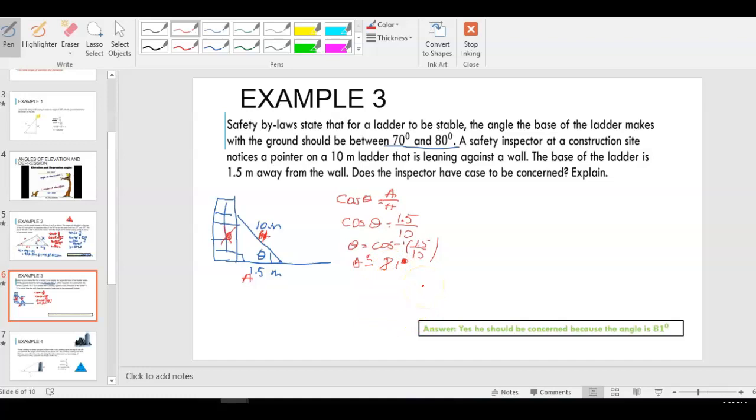Now, we got the angle that the ladder creates with the ground is 81 degrees. We need to go back now to the safety rule that says that the angle created should be between 70 and 80 degrees. That means that yes, we do have a case, we do have a concern because the angle created by the ladder is not safe. Okay, so that's how we approach this problem. Let's look at another example.